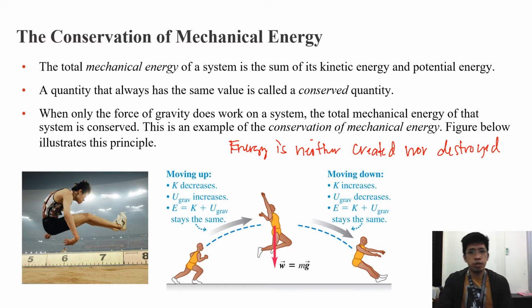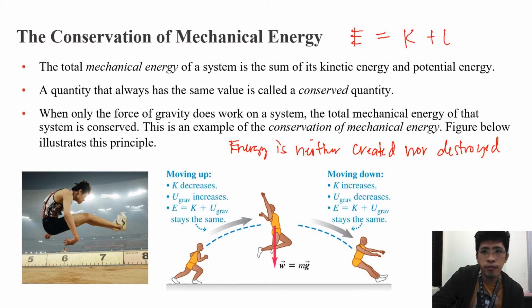We're going to apply this to the conservation of mechanical energy, which is just an extension of the conservation of energy. In the conservation of mechanical energy, the total mechanical energy of a system is the sum of its kinetic energy and potential energy. So if you use the symbol E for mechanical energy, your mechanical energy is just equal to the sum of your kinetic plus your potential energy. A quantity that always has the same value is called a conserved quantity. Your mechanical energy is a conserved quantity.